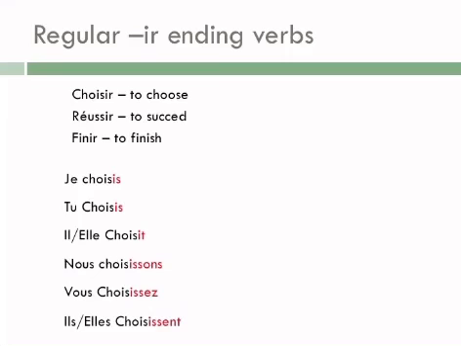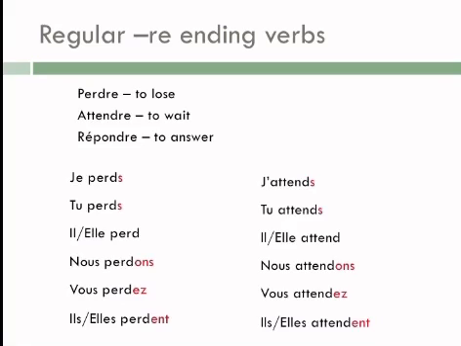Now let's see how to conjugate regular re ending verbs. Here are the three re ending verbs. First one is perdre, P-E-R-D-R-E, perdre means to lose, attendre, to wait, répondre, to answer. Now to conjugate them, first of all you will need to write je, tu, il, elle, nous, vous, ils, elles, then remove re from the verb, which means to write the radical, and then put these endings. Let's see one more example of a re ending verb. Since this verb is starting with a vowel, I have removed e from je and I put an apostrophe in it.